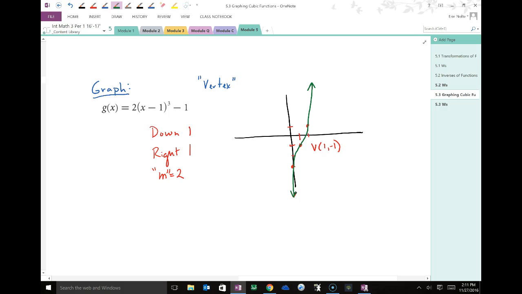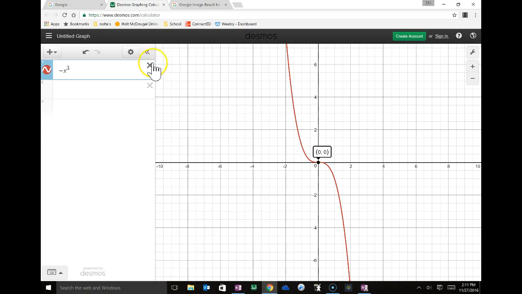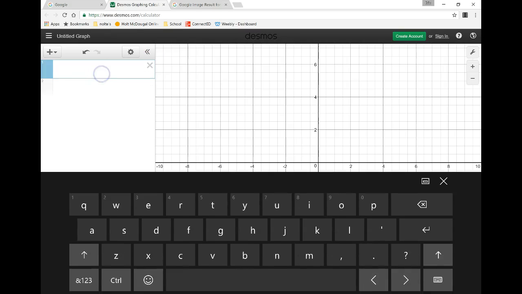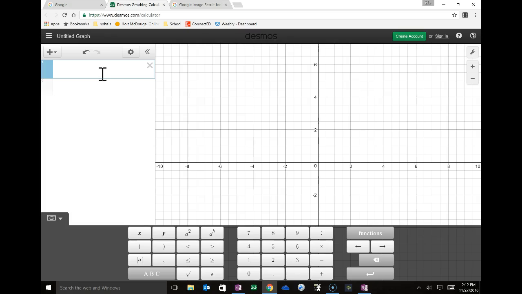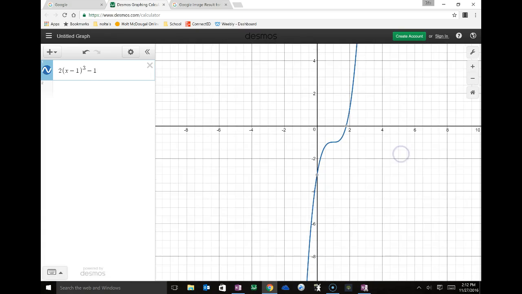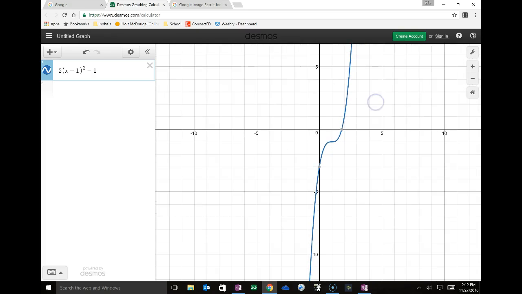If you want, you can throw that back into Desmos, or you can put it into a graphing calculator and just see if what you have is correct. So if I have 2, whoops, I need parentheses, x minus 1 to the 3rd, and then minus 1. I should be able to find those exact same points that I found. Let's see if I can trace this. There's my vertex, and this is kind of zoomed in a little too far. There we go, that looks a little better.